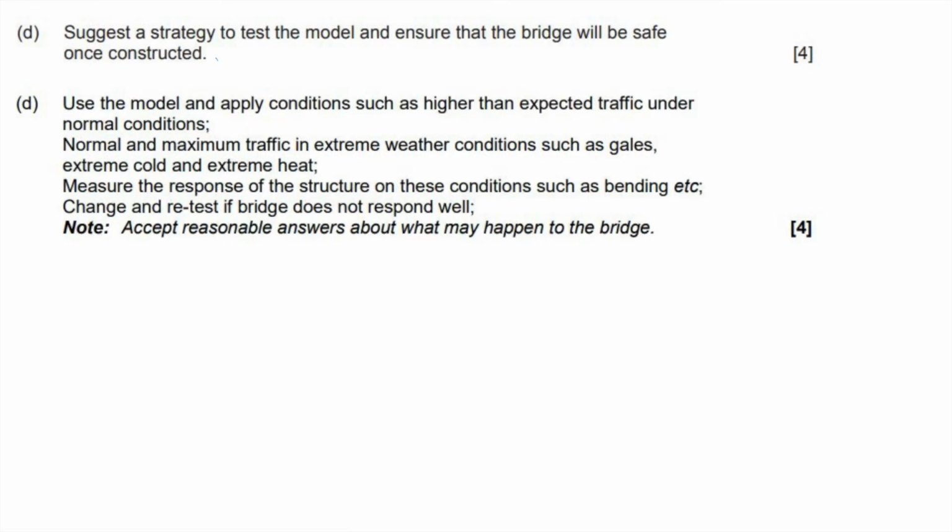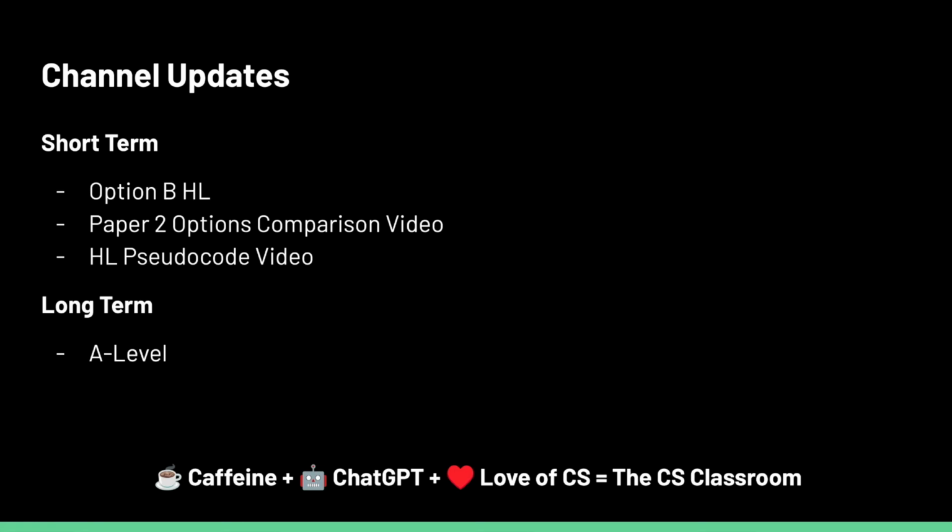Now suggest a strategy to test the model and ensure that the bridge will be safe once constructed. So this is really just more of a contextual example rather than giving us any new information about wireframes. But we can use the model and apply conditions such as higher than expected traffic, normal and maximum traffic and extreme weather conditions. And we can also measure the response of the structure in these conditions with regards to bending, etc. So we can basically apply different situations that place pressure on the structure. And then based on how that structure reacts, we can then change the bridge, which is quite easy to do with a wireframe model.